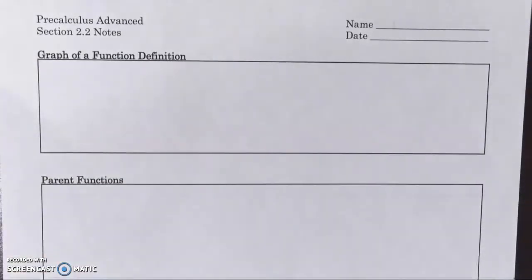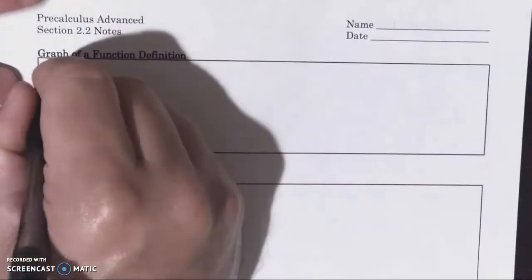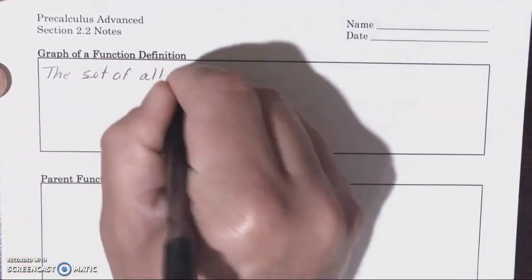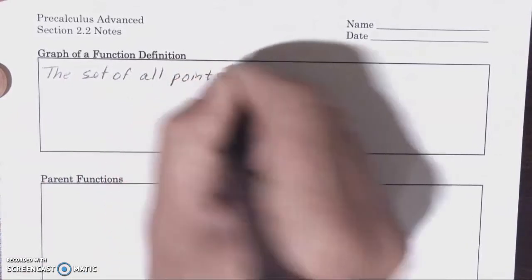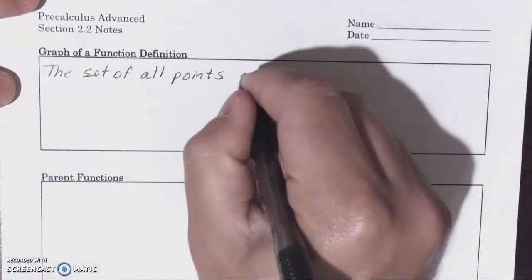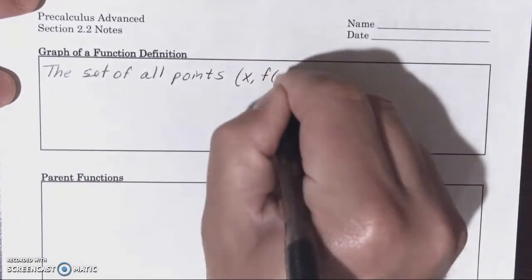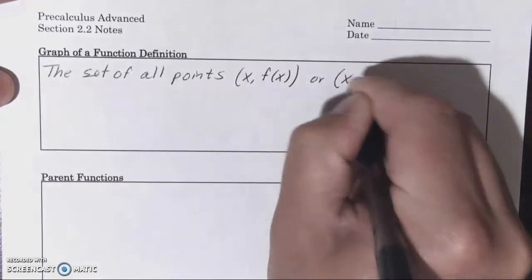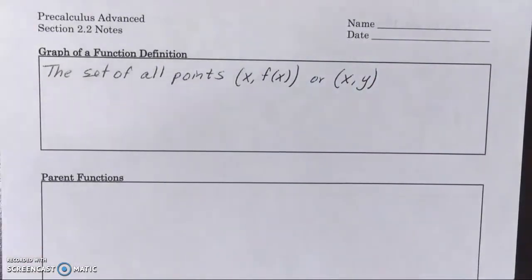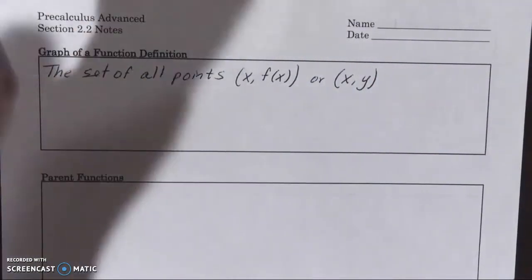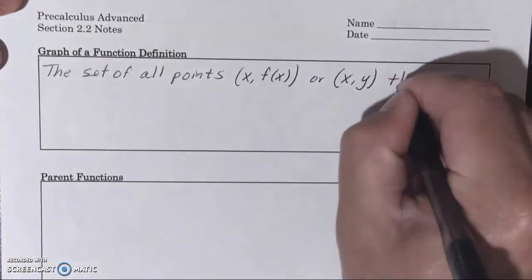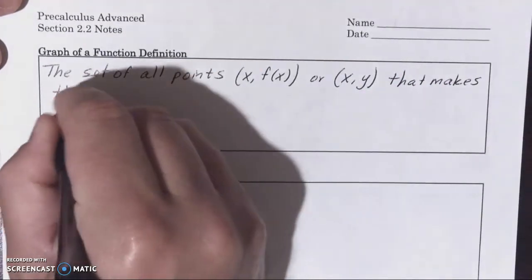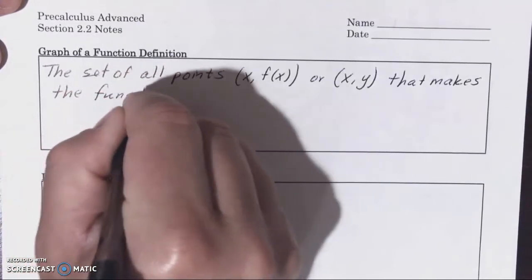When we graph a function, what we're looking to do is graph the set of all points. And we can think of those points in function notation, x, f of x, input, output. Or we can think of it as x comma y. We will be graphing these on xy planes, x horizontal, y vertical, that makes the function true.